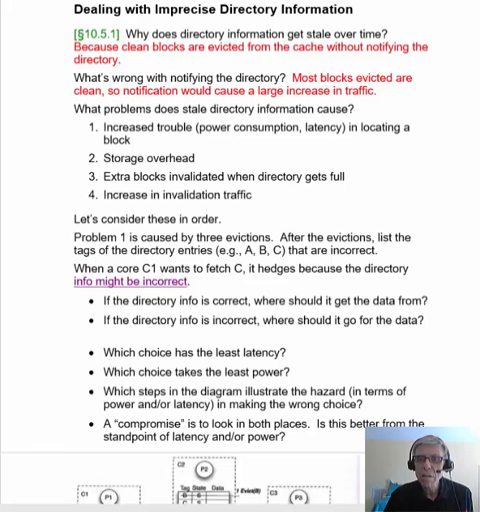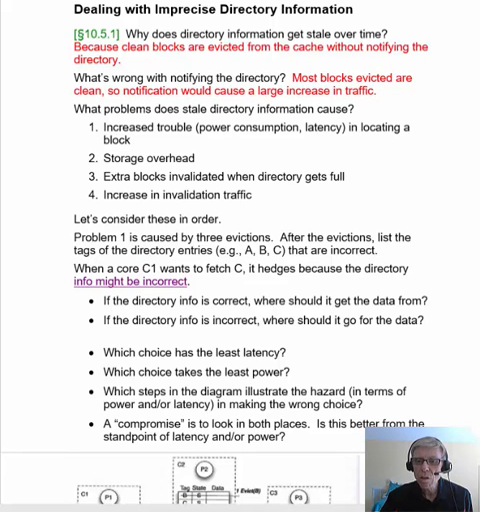First, increased power consumption and latency in locating a block. Second, storage overhead. Third, if the directory gets full because it contains these stale entries, then extra blocks need to be invalidated. And fourth, an increase in invalidation traffic. So let's consider each of these issues.